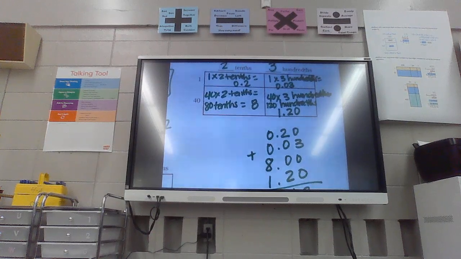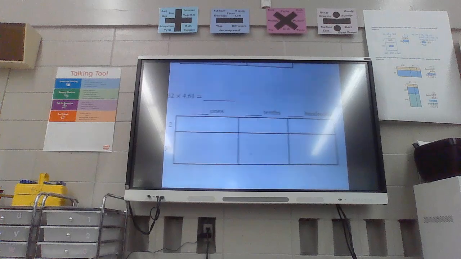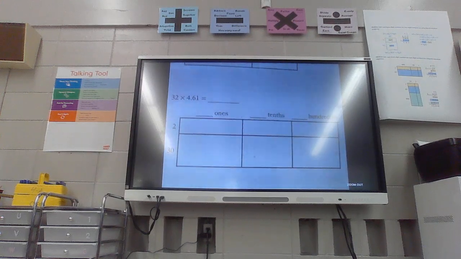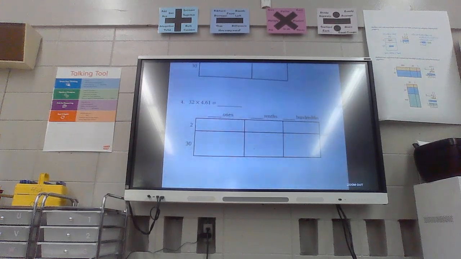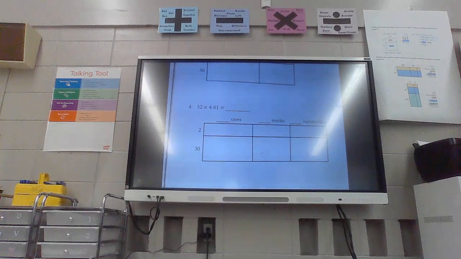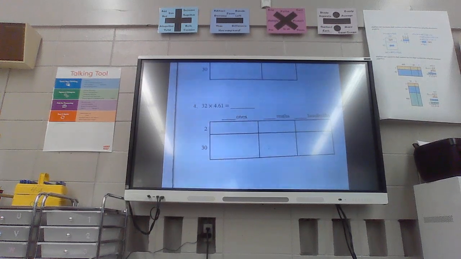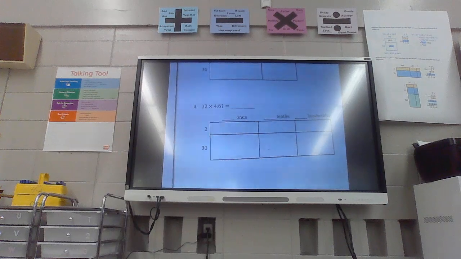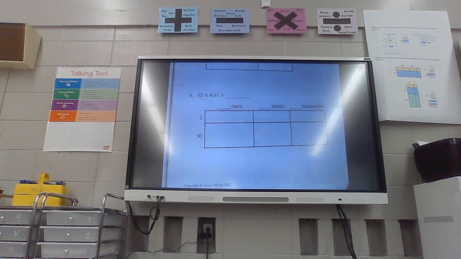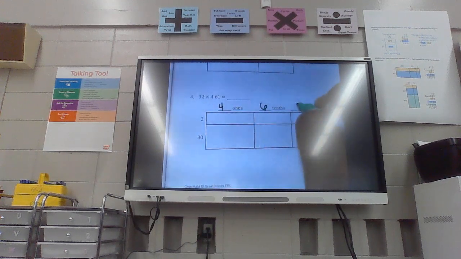Alright, so I do want to look at number 4. So we'll skip over number 3 for a minute. We are going to look at this the vertical way as well, y'all. Number 4 says 32 times 4 and 61 hundredths, right? So what am I going to put at the top of this box? 4 ones, 6 tenths, and 1 hundredth.